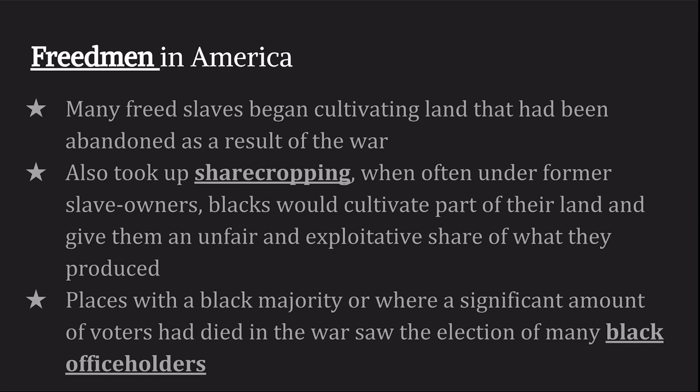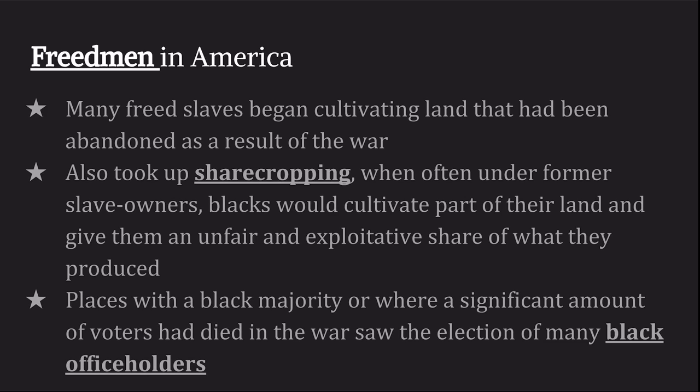Freedmen in America. A lot of former slaves, freed slaves, began cultivating land that had been abandoned during the war. Some had been given to them, and they also took up sharecropping. Usually former slave owners would let them work on their land, but they would take a crazy share. Sometimes they even took like 70% of their either profits or their harvest.